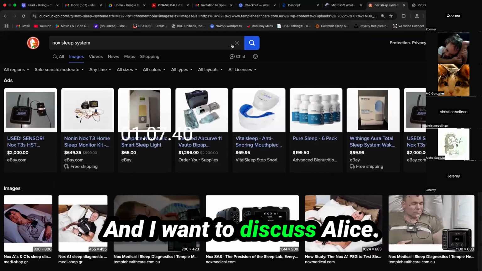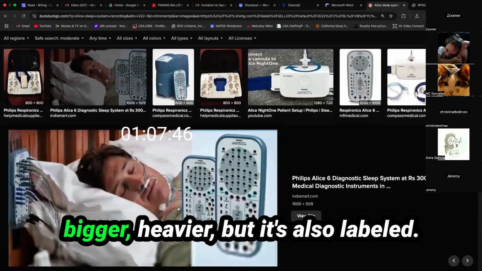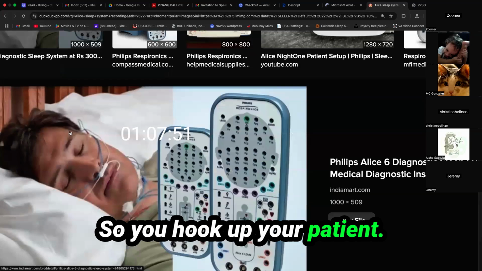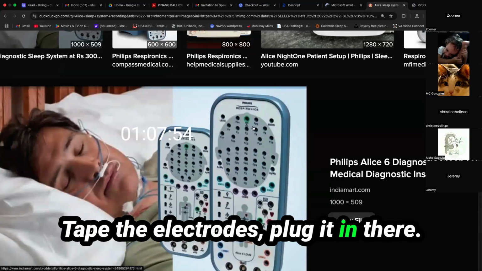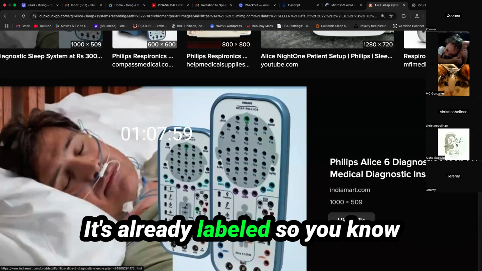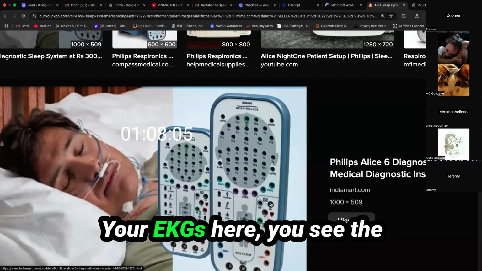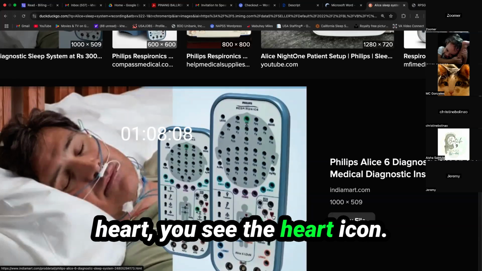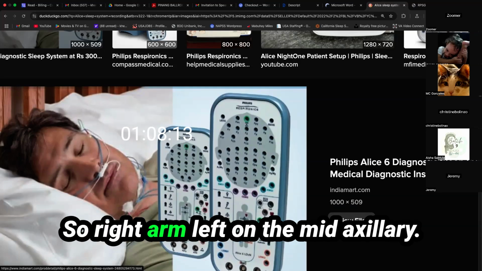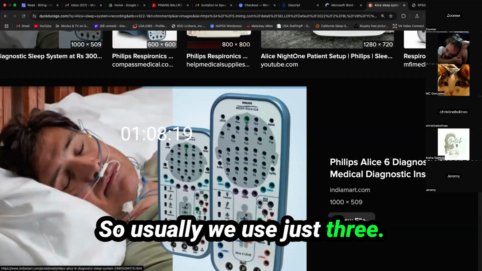And I want to discuss Alice. When it comes to Alice, it is bigger and heavier, but it's also labeled. So you hook up your patient, tape the electrodes, and plug it in there. As you gather them together, some of them you will use belts. It's already labeled, so you know exactly where to plug them in. And it has arrows, right? Your EKGs here, you see the heart icon? So you plug in, usually we use at least 3: right arm, left on the mid-axillary. So usually we use just 3.